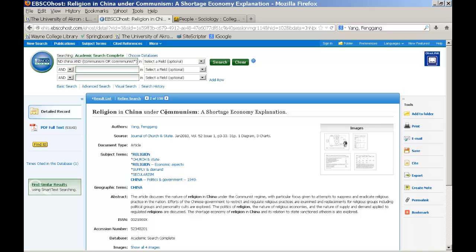Now let's take a look at the next evaluation criteria, coverage. The first thing to think about when we discuss coverage is, is this information relevant to my topic? Well, if you may recall, our topic is religion in communist China. So, just judging from the title and the abstract, I would say that this article is in fact relevant to my topic.